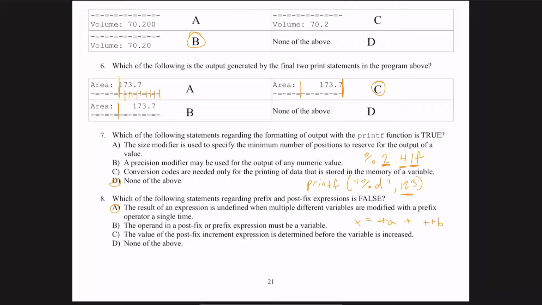B, the operand in a postfix or prefix expression must be a variable. This is true. We're not going to do something like 7 plus plus, right? It doesn't even make sense. You're not going to touch that 7 again after the line of code. It's also not something that we can make changes to, right? It's a literal 7. C, the value of the postfix increment expression is determined before the variable is increased. This one is also true. It's saying that we care about what the variable is now. We're going to use that current value to do whatever calculations that line has. And then when we're done with that line, we'll make the change before moving on to the next line. So therefore our answer is A.